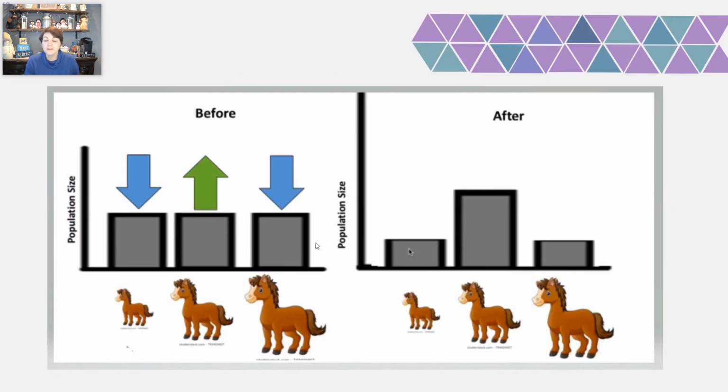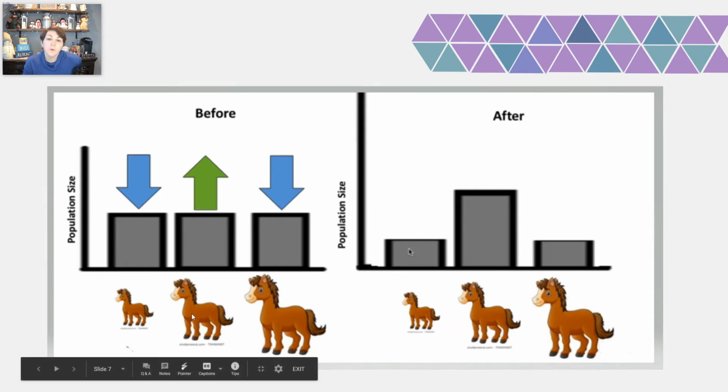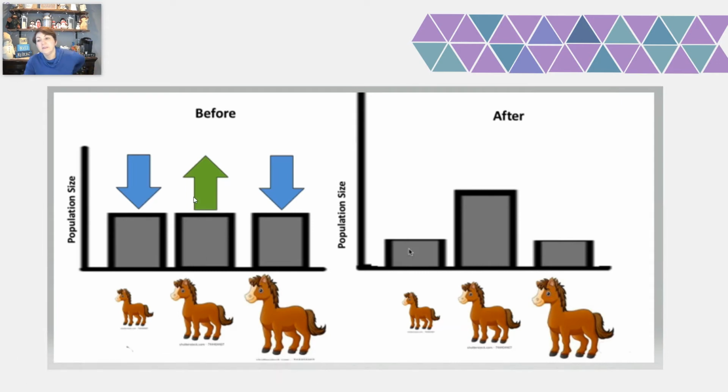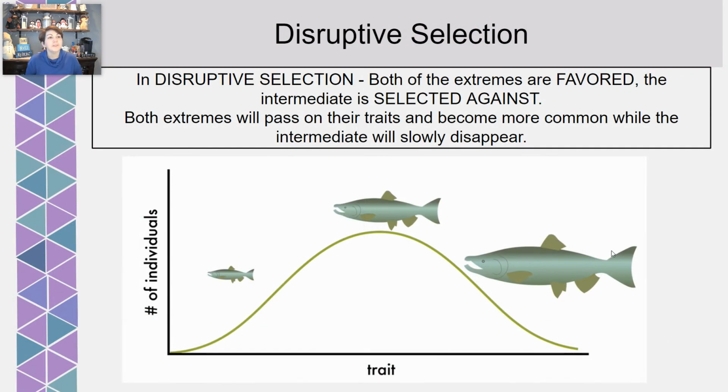All right, one other example of stabilizing, and this one, if it's better for the horses to have an average height, then you'll see an increase in those and a decrease in the horses with the other height. So again, you'll see more average after stabilizing selection.